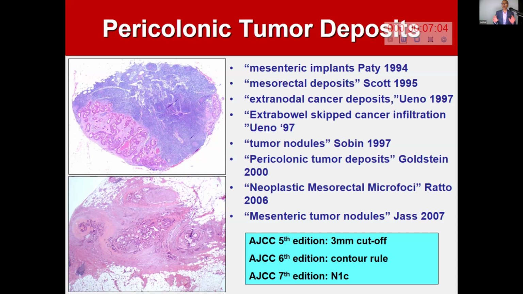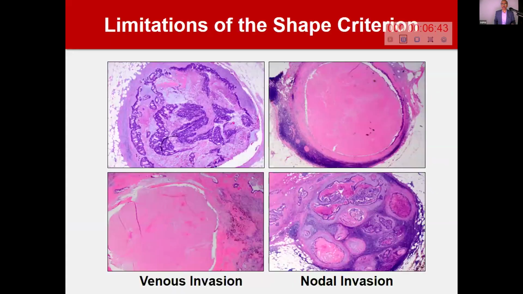In the 5th edition, it was size criteria, 3 millimeter or more, versus less. In the 6th edition, it was a contour, meaning that if it's a rounded deposit, call it a lymph node. If it's irregular, call it vascular invasion. And then in the 7th edition, we came up with this N1C categorization. So the basic idea or the challenge is what to do with a chunk of tumor sitting in fat with no direct extension or connection with the tumor up in the wall.